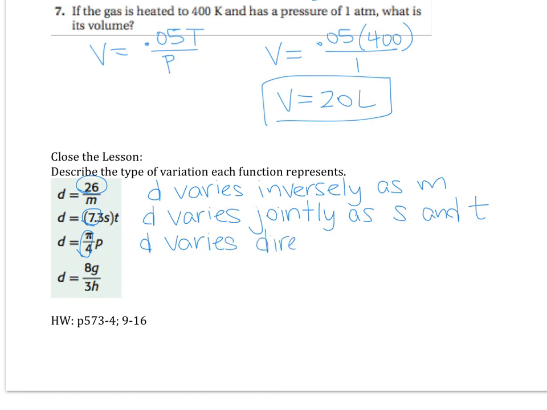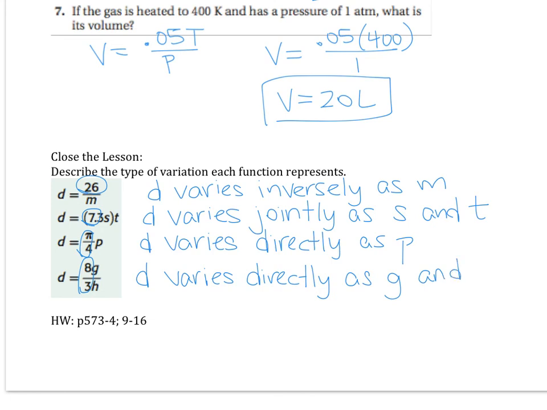varies directly as P. 8/3 is our K, so this is a combination. D varies directly as G and inversely as H. And this ends 8-1.